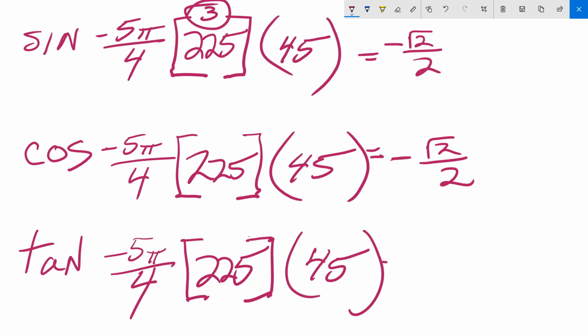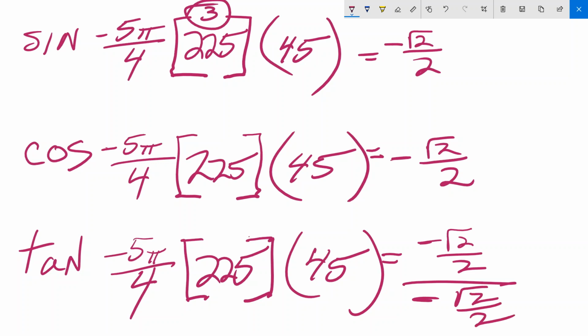And what's the tangent? Put the sine over the cosine. So we got minus root 2 over 2 divided by minus root 2 over 2. Well, what's something divided by the same thing always equal to? Yeah, and the signs cancel. In other words, the negative divided by a negative is a positive. So the tangent's positive 1. Okay, let's keep going.